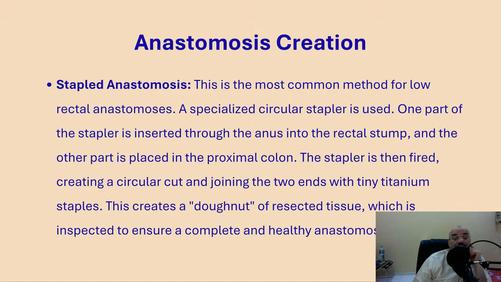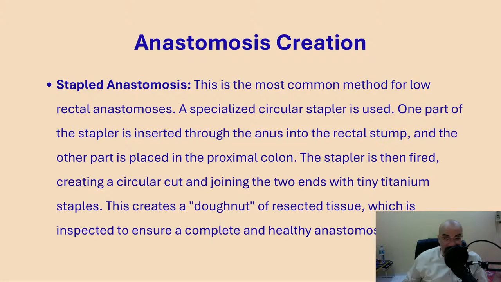So now for the anastomosis creation, there are different techniques. Also, this is more of a surgical concern, but it's important for us as people working in stoma care to know these details within the surgery, how it's already done in the surgical room. And this will give us insights into how we can expect complications to happen.